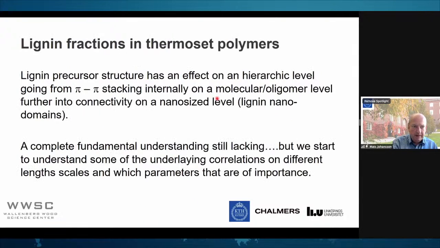So in general, what we can say is that lignin precursors will have an effect on different hierarchical levels, going from this angstrom level pi stacking to molecular oligomer level, where the connectivity has an effect on the nanosize level. And we still lack a complete understanding of this, but we start to understand a little bit on these differences in different length scales. And I think we have to address these thermoset polymers in a different way than when we compare traditional synthetic thermoset polymers.